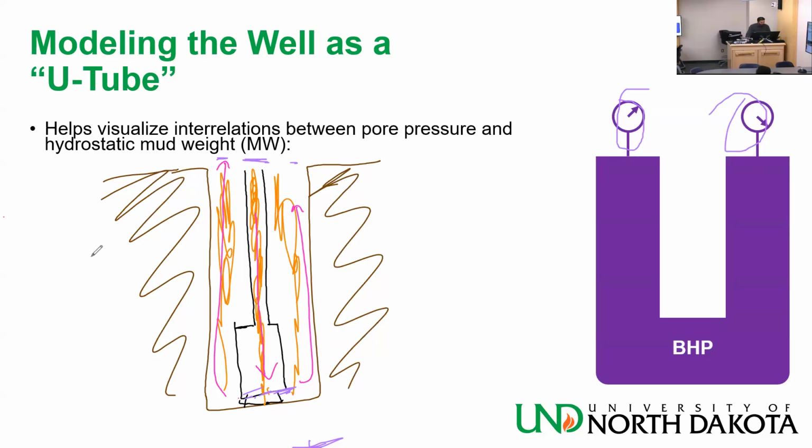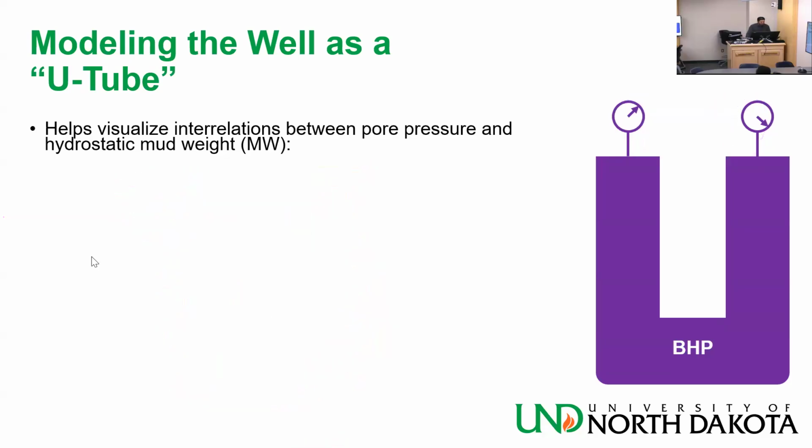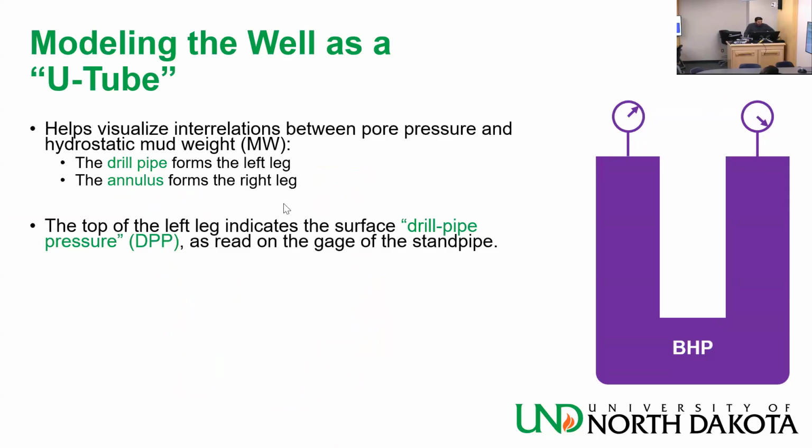Okay. Let me clean. So the drill pipe forms the left leg, the annulus forms the right leg, and then you have DPP, the drill pipe pressure on the top left, which is basically approximated by the standpipe pressure. If you are in the oil field and you are watching the EDR screen that shows all the measurements taking place live, you will see something called SPP, and that's the standpipe pressure measurement.